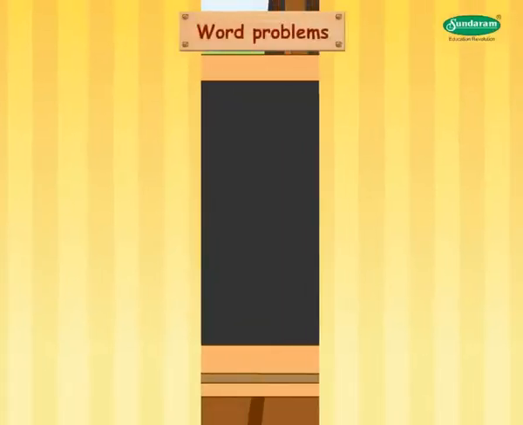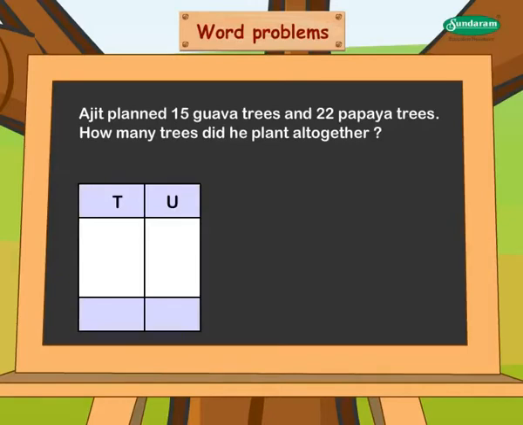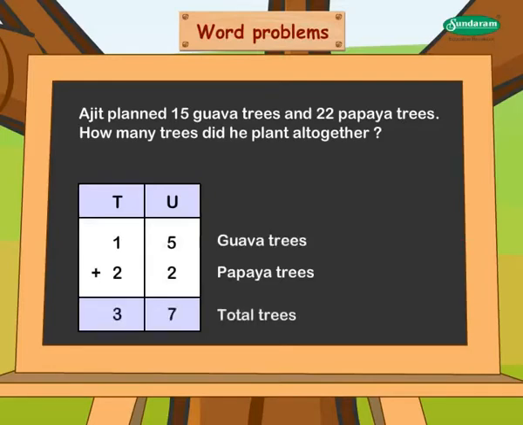Word problems. Ajit planted 15 guava trees and 22 papaya trees. How many trees did he plant altogether? Tens, T. Units, U. 15 guava trees plus 22 papaya trees. Ajit totally planted 37 trees.